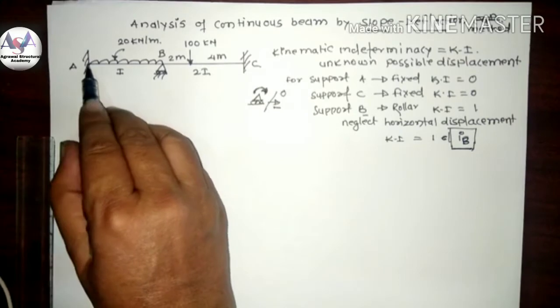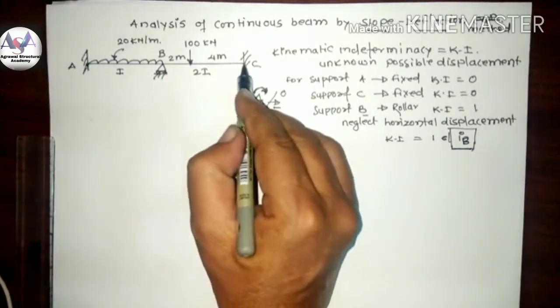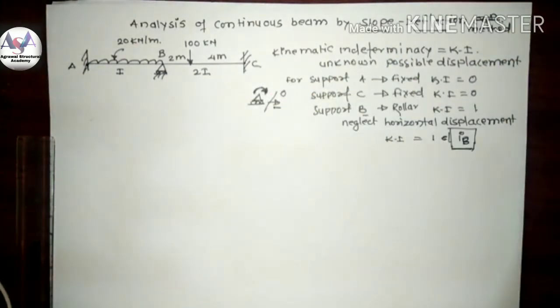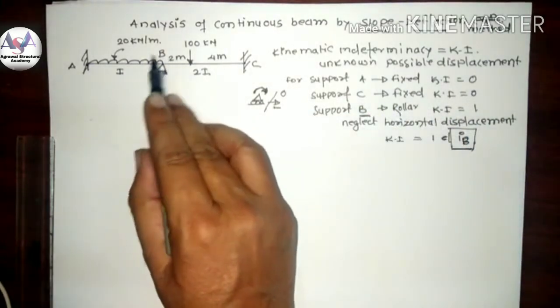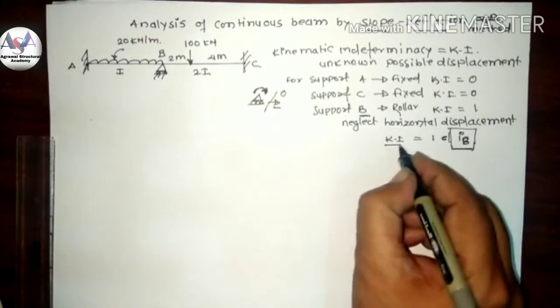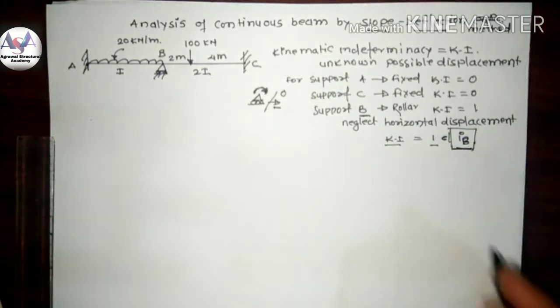At A is a fixed end, so no displacement. At C there is no displacement. That is why Ki is 0. Only at support B there is a possibility of rotation. That is why Ki is equal to 1, and that is theta B.